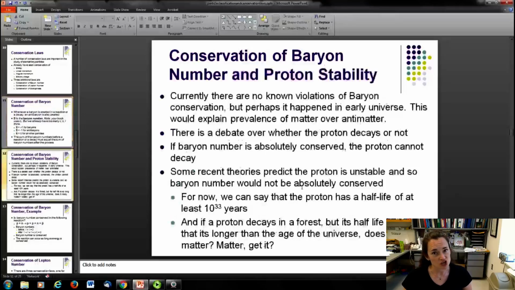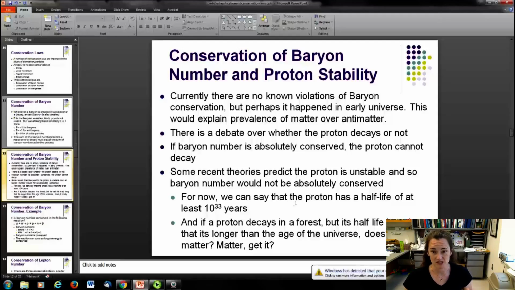Now currently there's no known violations of baryon conservation, all right? So anytime you have a problem that you're going to do for modern physics right now, you need to assume that baryon number is conserved. But perhaps, maybe, it was violated in the early universe, which would help explain the prevalence that we have now for matter over antimatter. There's a current debate over whether the proton is actually going to decay or not. Your table lists the lifetime as infinite, but it's actually estimated that the proton has a half-life of at least 10 to the 33 years.